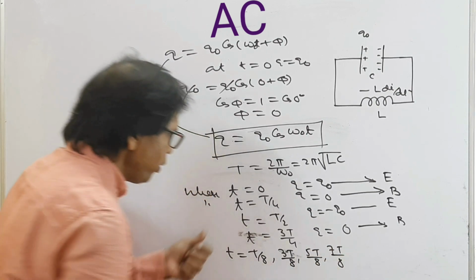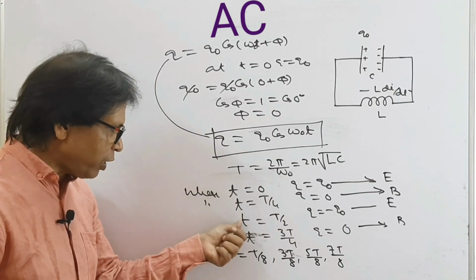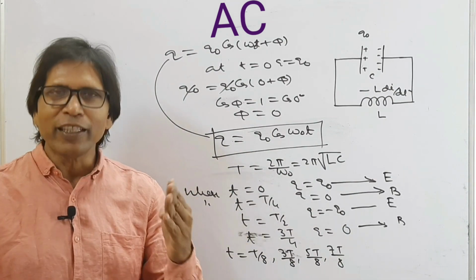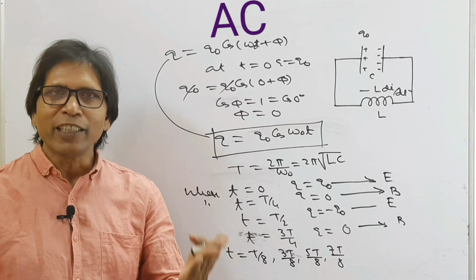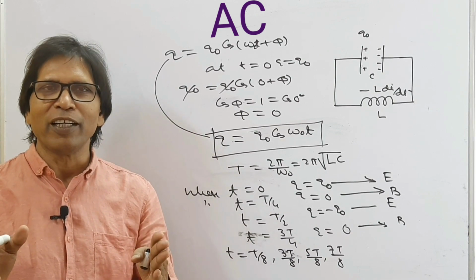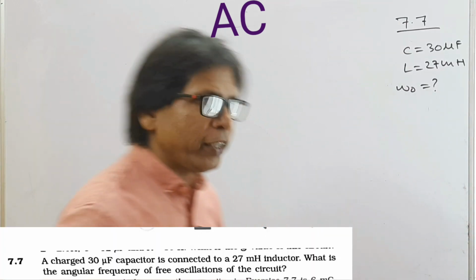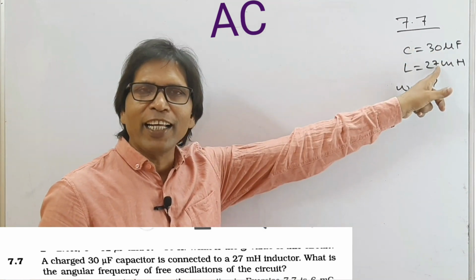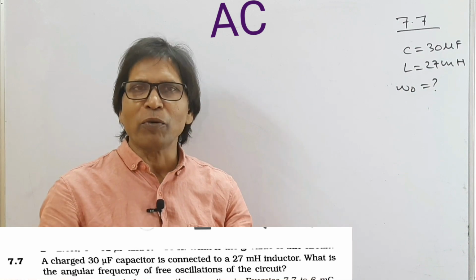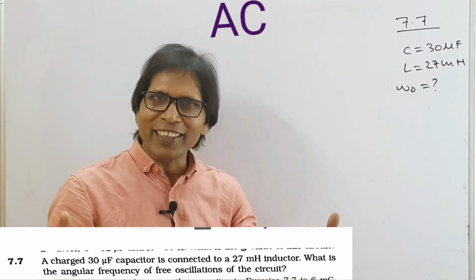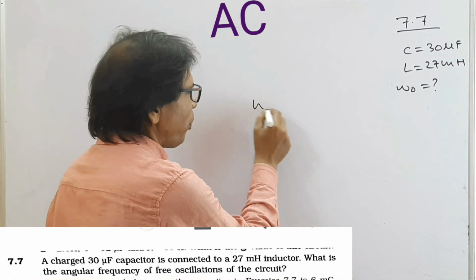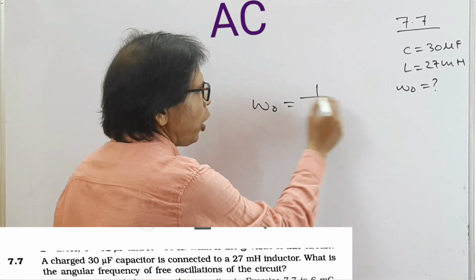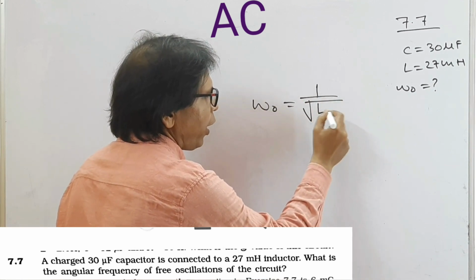Look at this, between this and this, between this and this, and between this and this, the energy in the electric field is equal to the energy in the magnetic field. Okay. Look at this. In an LC circuit, C equal to this and L equal to this, we have to calculate the frequency of LC oscillation. Now the frequency of LC oscillation is 1 by root under L into C.